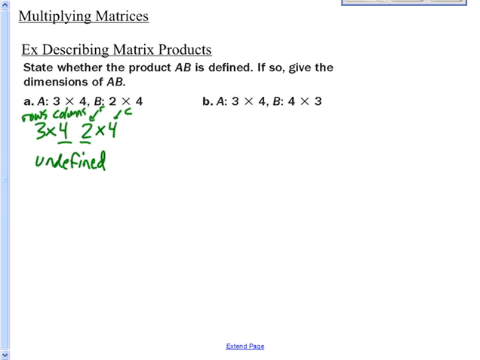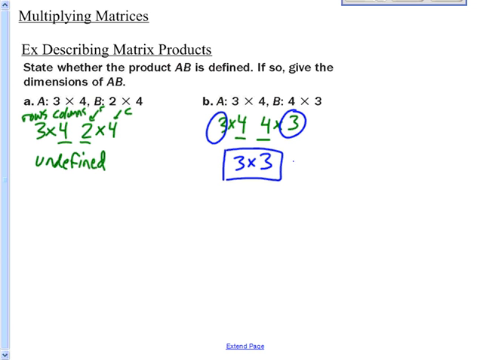Now let's look over here. You have a 3 by 4 and a 4 by 3. And you say, okay, those inside numbers are the same. In other words, the columns of the first and the rows of the second are the same. If they are the same, then the new dimensions will be those outside numbers. So this is going to end up being a 3 by 3 matrix in the end. That's the new dimensions once you've multiplied the two matrices together.